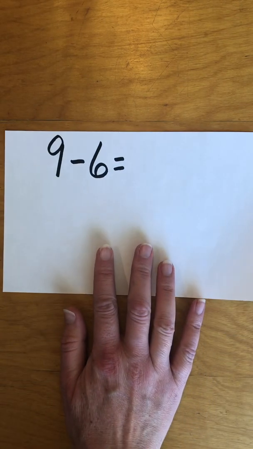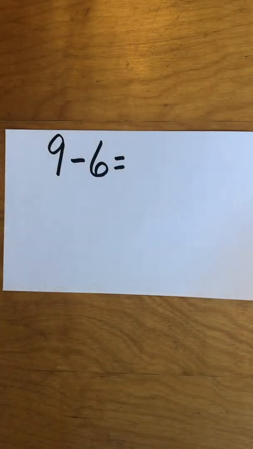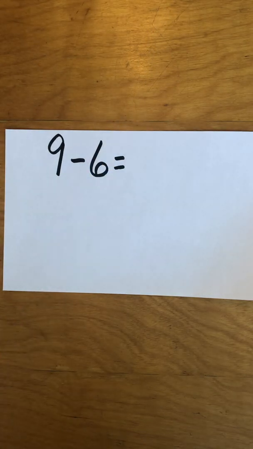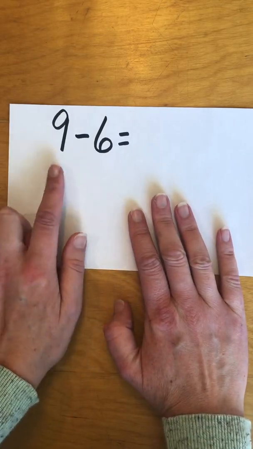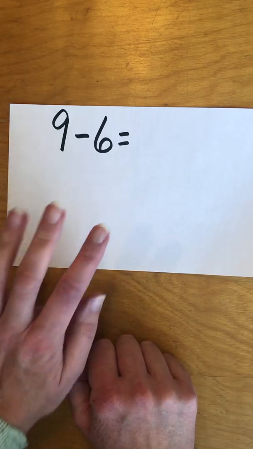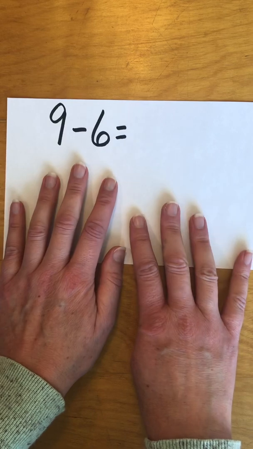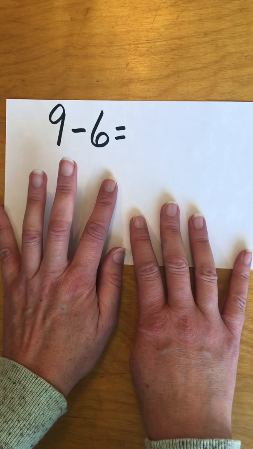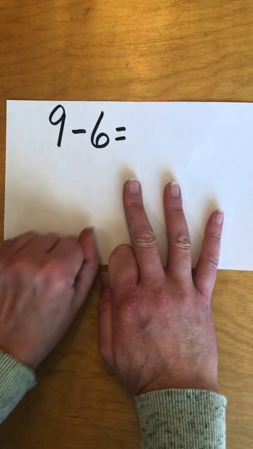Couple more to do. 9 take away 6. This tool is not in your toolbox. This tool for solving this problem is on your body. It's your hands. Remember, we can use our hands to solve problems. So we can build 9. There's my 9, a 5 and 4. Now I'm going to take away 6. 1, 2, 3, 4, 5, and take away 1 more. How many do I have left?